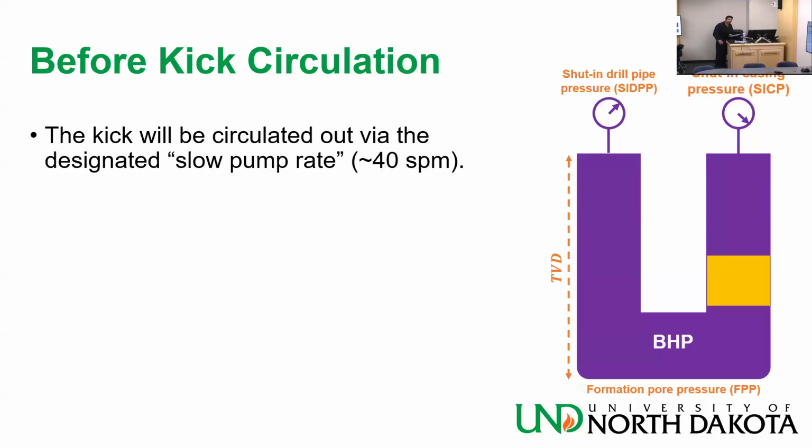It's because you already gathered data on that slow pump rate. You measured the frictional losses on that pump rate before you started drilling. So you have information on that 40 SPM. You don't want to go with 50. You don't want to go with 30, since you don't know the frictional losses at 30 or 50. That's why before you started drilling, before you even got the kick, you measured the frictional losses. Did you do that for your project?